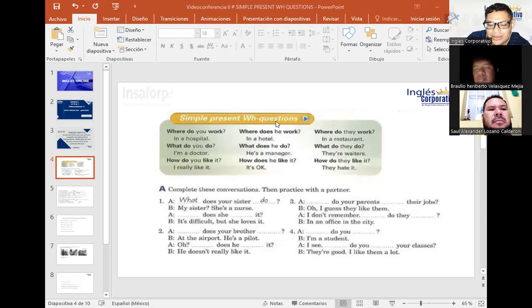So you can see here the example. Where do you work? Yo puedo decir la palabra do you work, es trabajas. Ahora le agregamos where al principio, entonces va a decir dónde trabajas. So, where do you work? Es una pregunta con la que iremos practicando cuando yo quiero saber dónde trabaja Braulio, dónde trabaja Saul. So hey, where do you work? Oh, I work in a company. I work in this place. I work in this department.